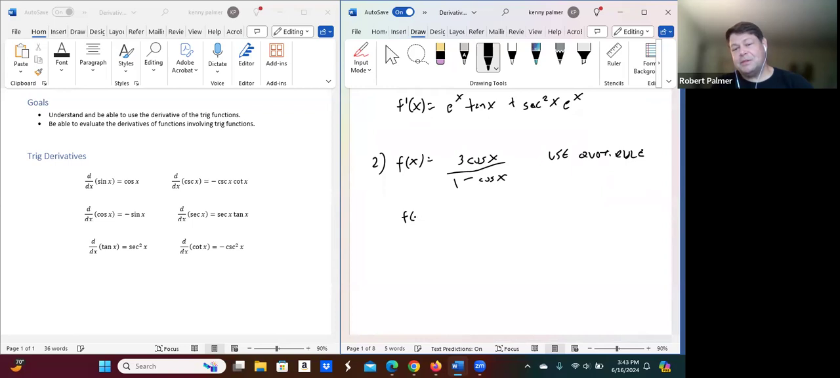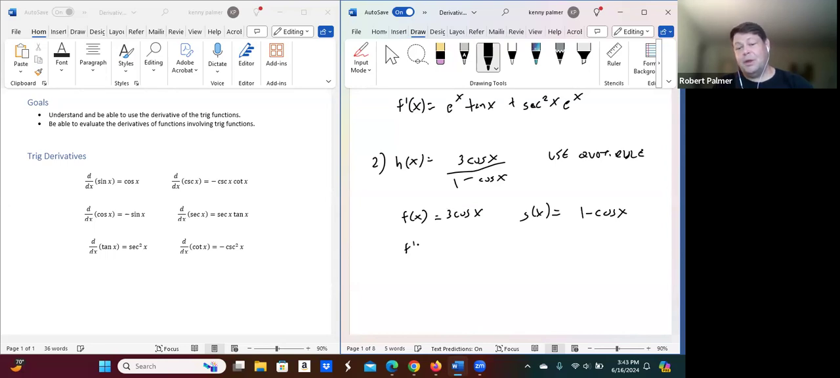So my f of x, oh crap, let's call this h of x. So I want to use f of x for these functions. So f of x is my top function, and that's going to be 3 times the cosine of x. Then g of x is going to be my bottom function, 1 minus the cosine of x.